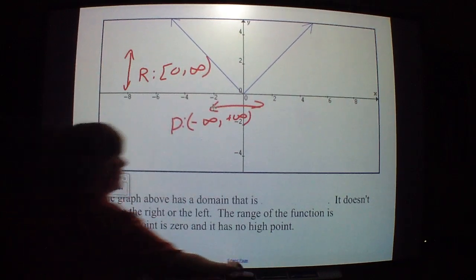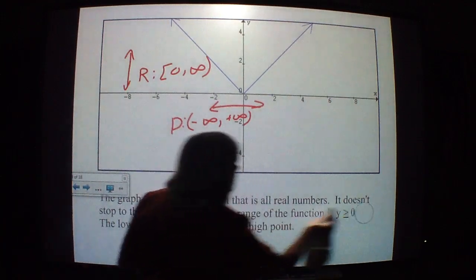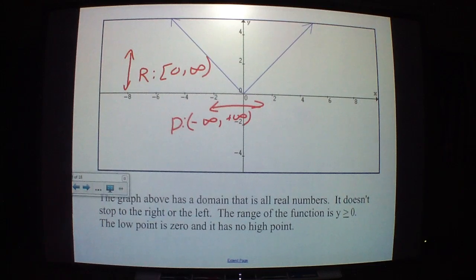The graph above has a domain that's all real numbers, negative infinity to positive infinity. The range of the function is y is greater than or equal to 0. Low point 0, high point not infinity, goes forever.